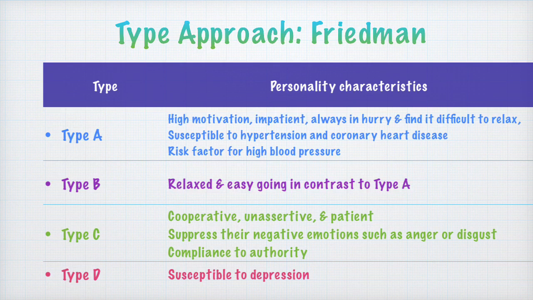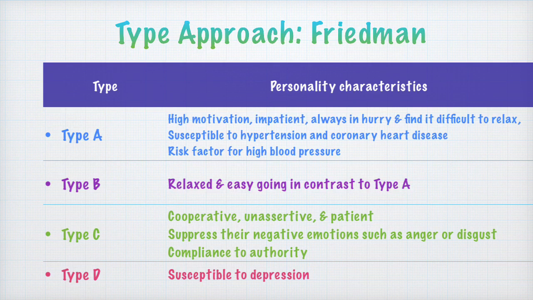Type C personalities are very cooperative. They are very compliant, means that they always like to go by what others say. Whatever the other person tells them, they always comply with it. They always give in to it. They cannot stand up for themselves. They are unassertive. They cannot assert themselves. They cannot say no. They cannot give their own viewpoint to others, and they are very patient.